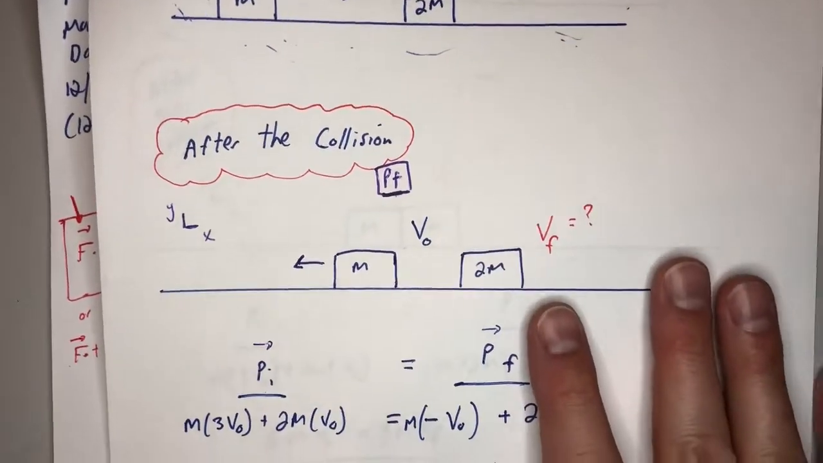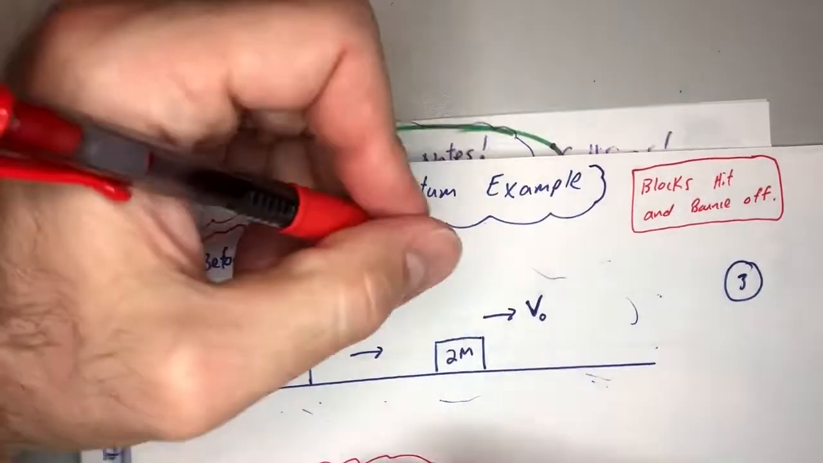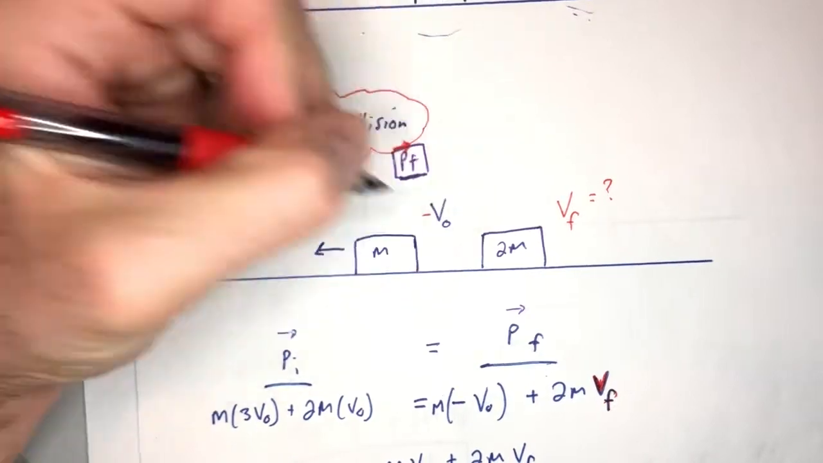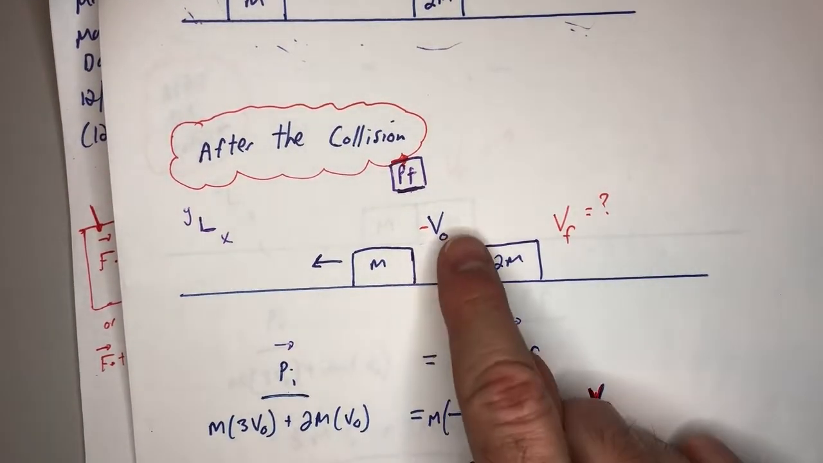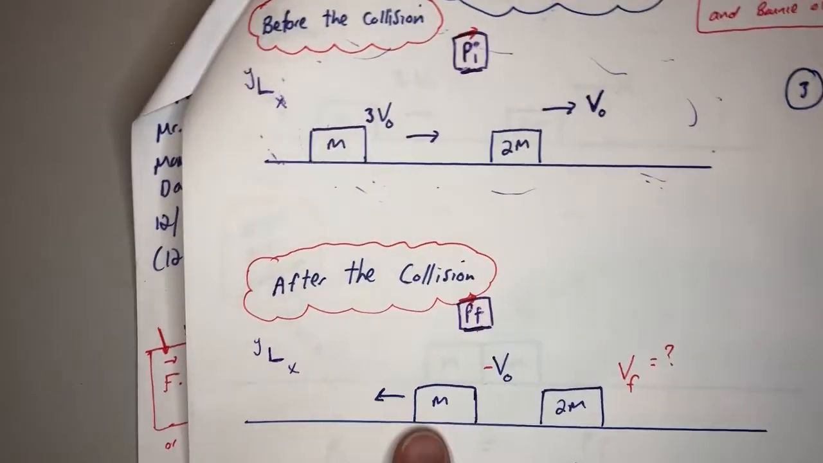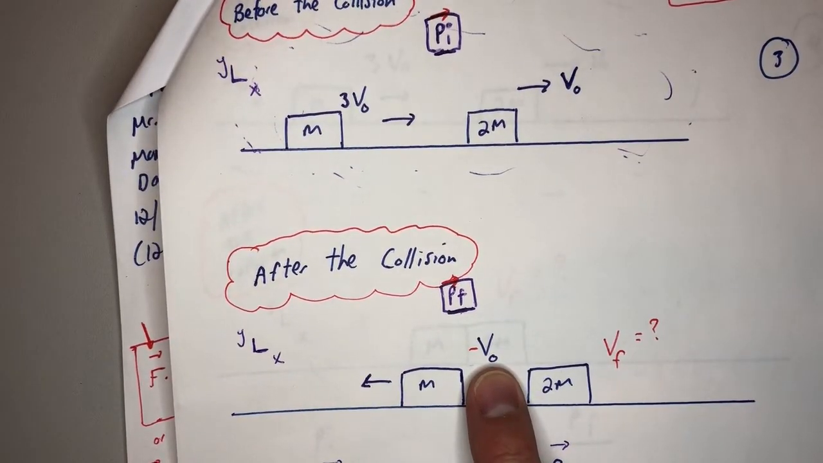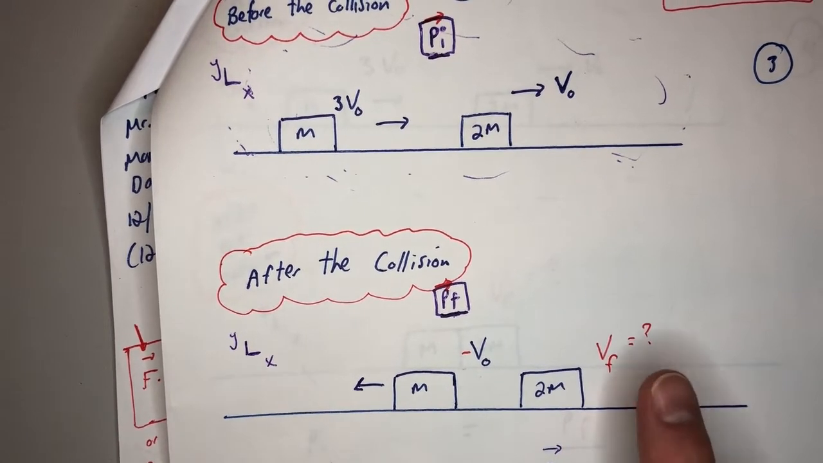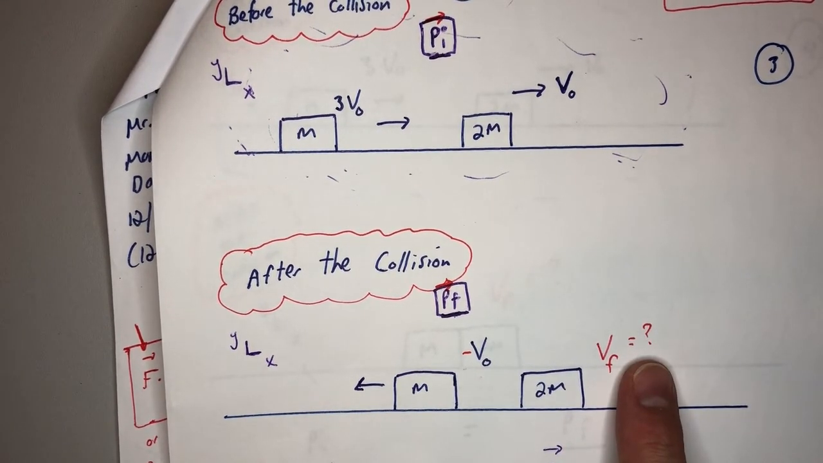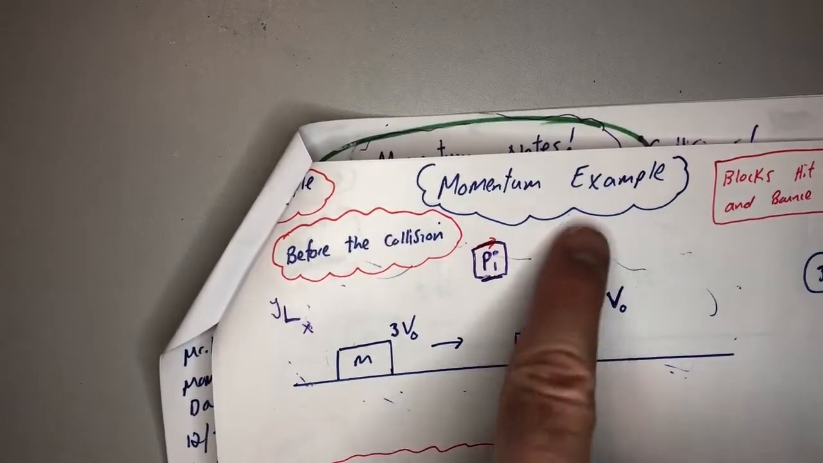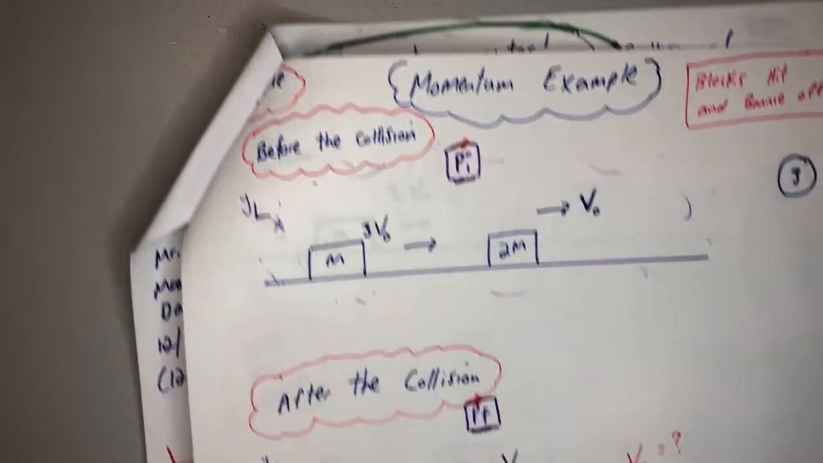After the collision, momentum final. I'll get lazy with my vector arrows and put them on here, just like that. After the collision, your friend observes that the car initially here, the mass M car, is now moving to the left with a velocity negative v naught. This car right here still has the mass of 2m, but you want to figure out how fast that car is going after the collision. Just to recap, this is what was happening before the collision. This is what's happening after the collision.